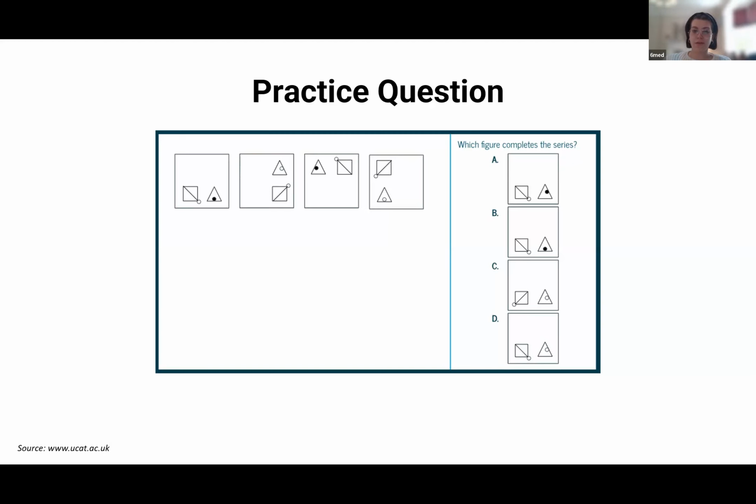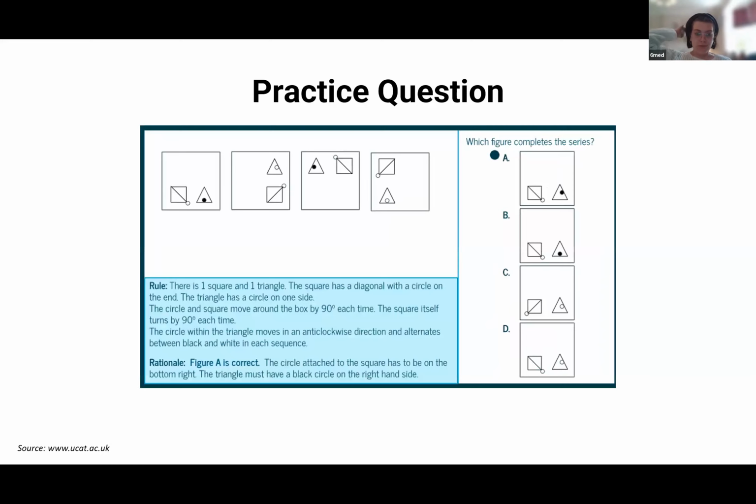Okay, hopefully you've had a chance to redo that. And there's the rule if you want to have a read through. You can see this is the clockwise versus anti-clockwise question. This is very, very typical of the UCAT pattern you'll be given. You'll notice as well, the patterns tend to be multi-layered, in that there's very rarely just one rule, but there's multiple interlinking rules.